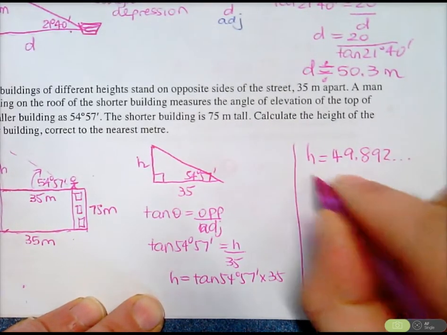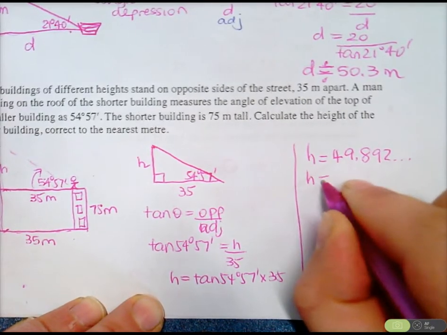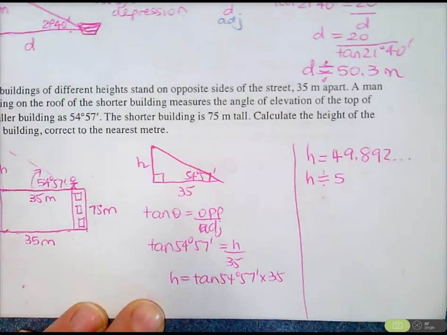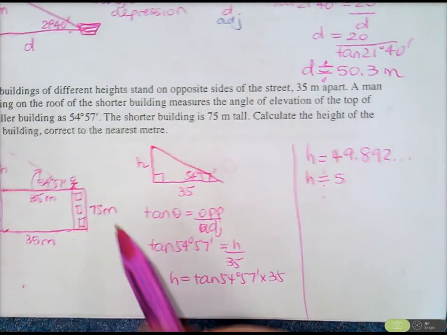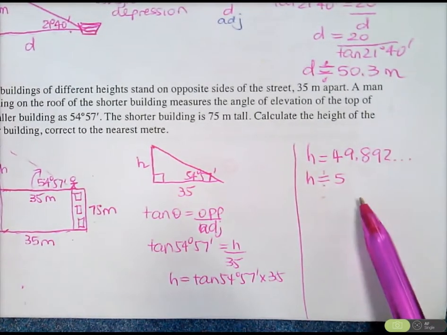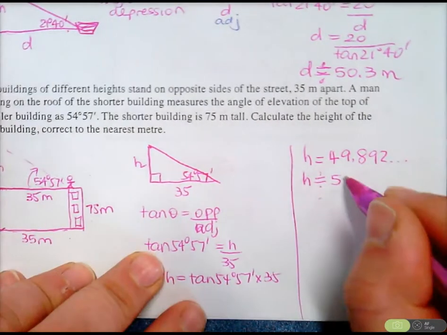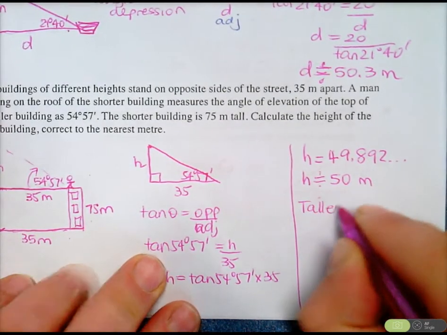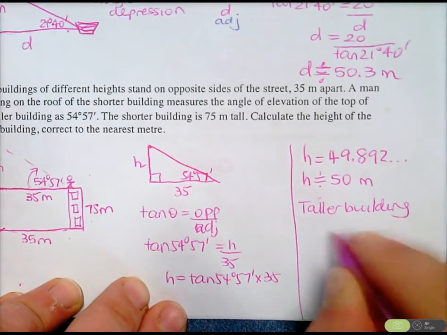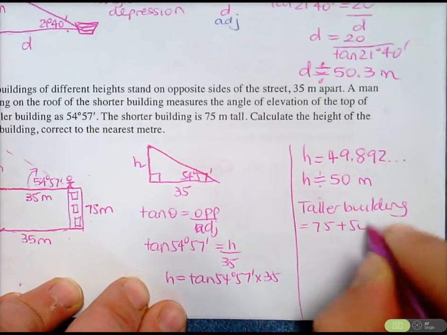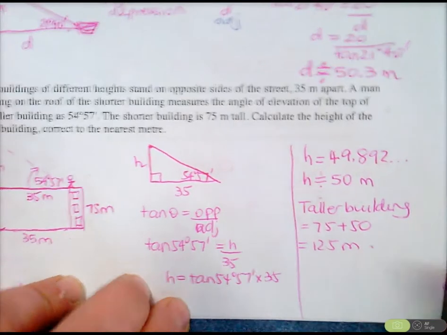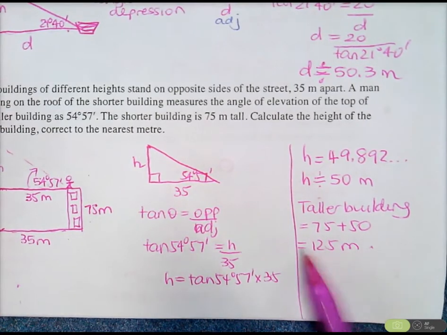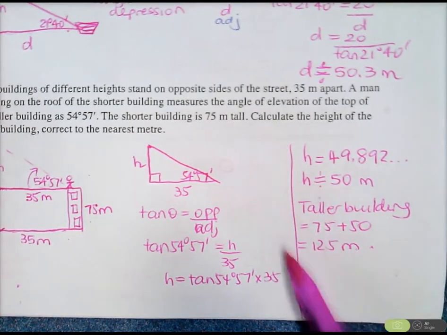49.892, whatever. Which is, to the nearest metre, what is that? Now, I'm rounding to the nearest metre because I know I'm adding it to 75. If I was adding it to 75.2, I wouldn't be rounding here. Does that make sense? So it's 50 metres to the nearest metre. So therefore, the taller building, how tall is it? It's 75 plus 50, which is 125 metres. Now, the only reason I rounded there is because I knew I was adding a whole number to it. Otherwise, I would never normally round until the end.